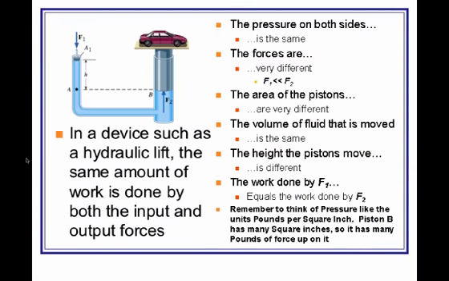So here we have our hydraulic lift. Once again, pressure is the same on both sides. This is because the work done by the input is equal to the work done by the output, conservation of energy. However, with the pressure being the same, the forces can be very different because the areas are very different. So, a small area will mean a much lesser force, whereas a large area means a much greater force.